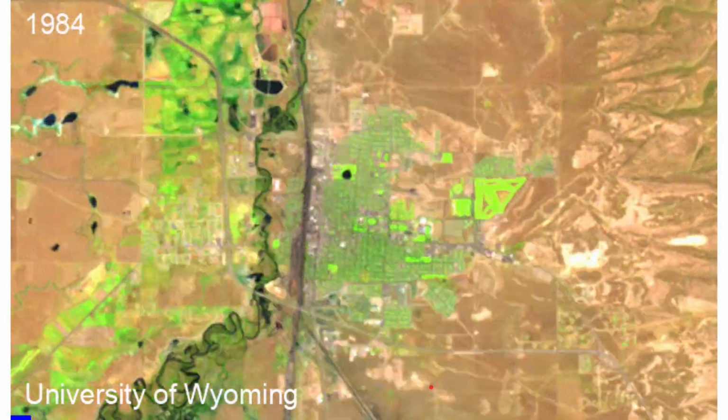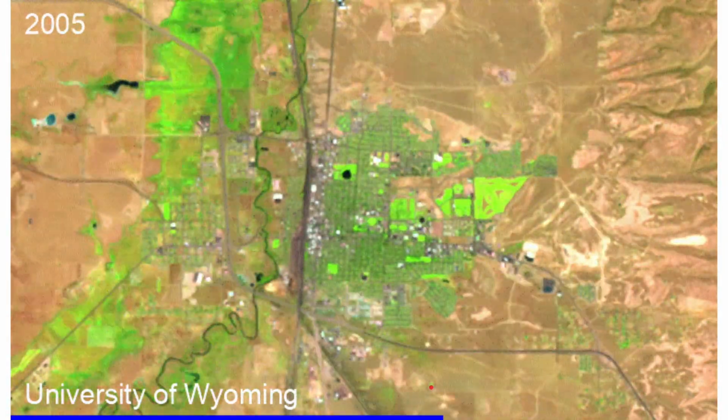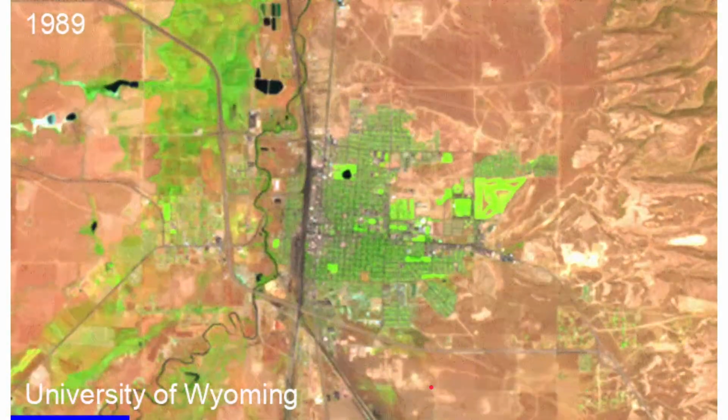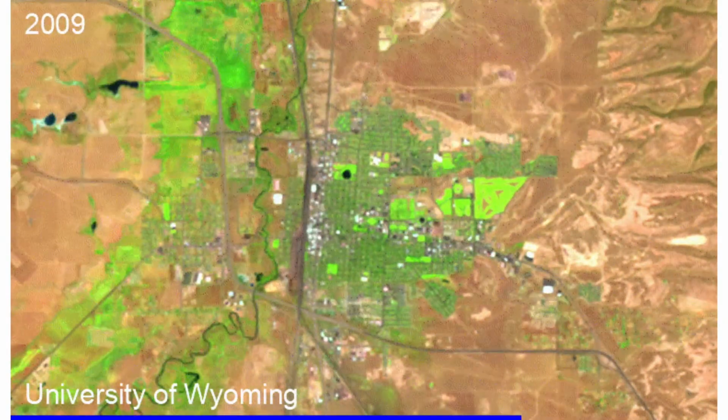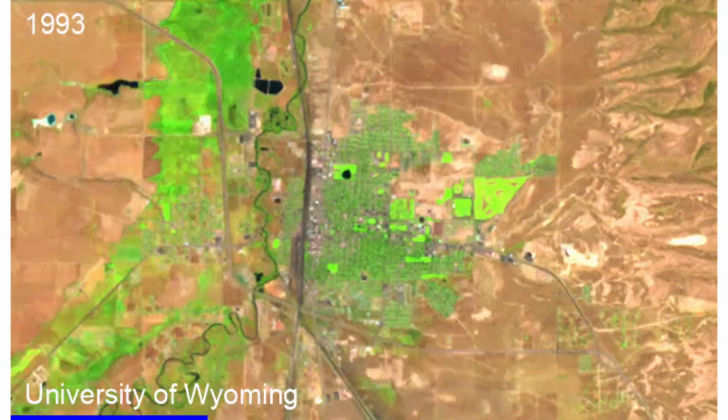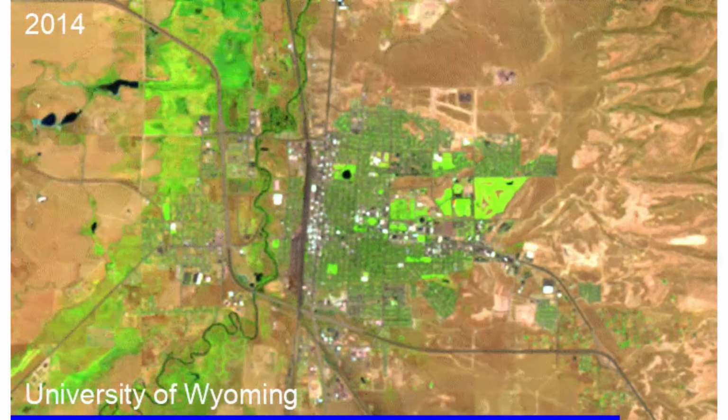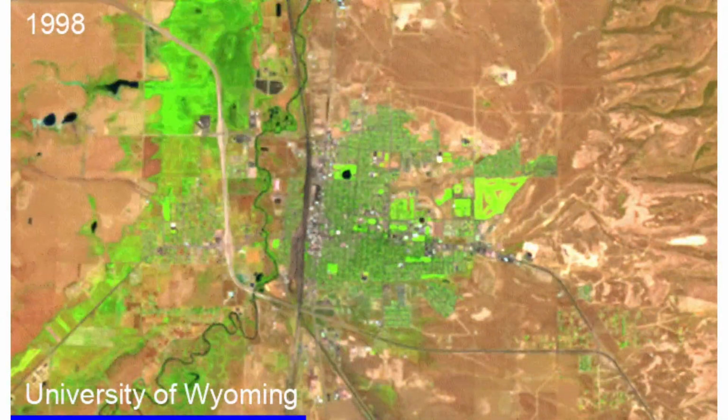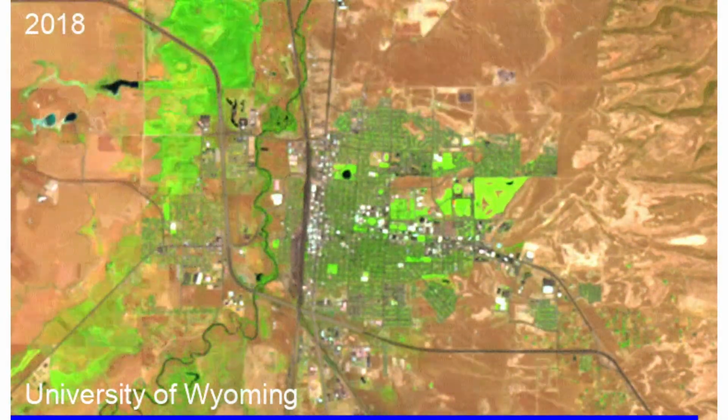So this is a nice way that you can visualize the changes in the area. And like I said, you don't need to write any code. You can just use the web app to quickly create an animation like this within a few seconds.